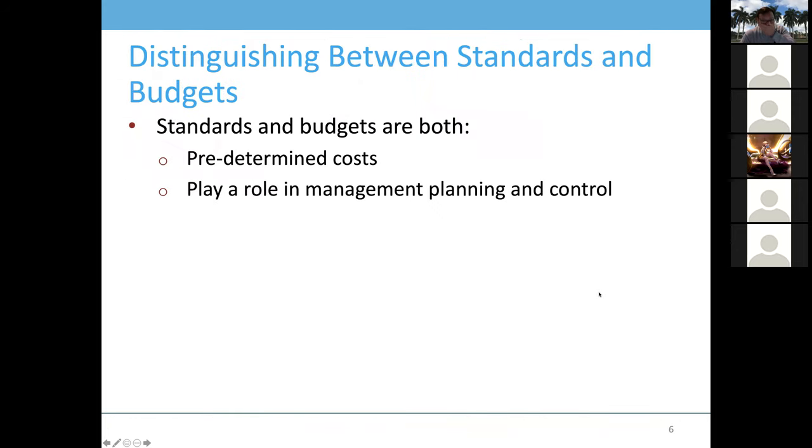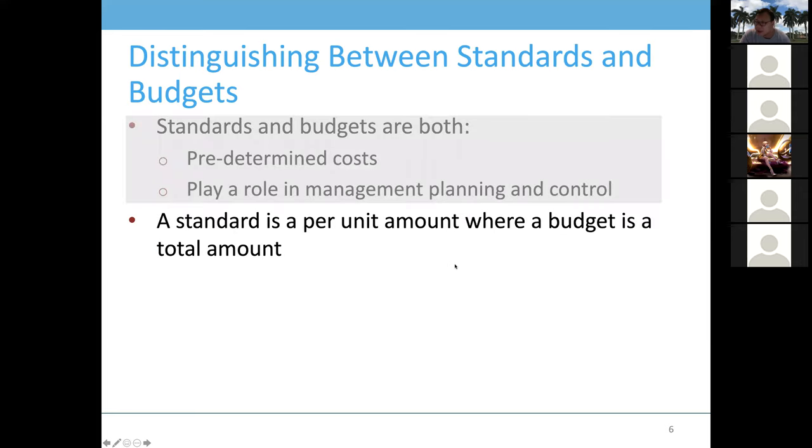Okay, so what is the difference between a standard and a budget? We have seen both these numbers are determined before you receive the actual numbers. So this is like the planning stage. At the planning stage, you determine these numbers. So this is a predetermined cost and it's useful for planning and control.